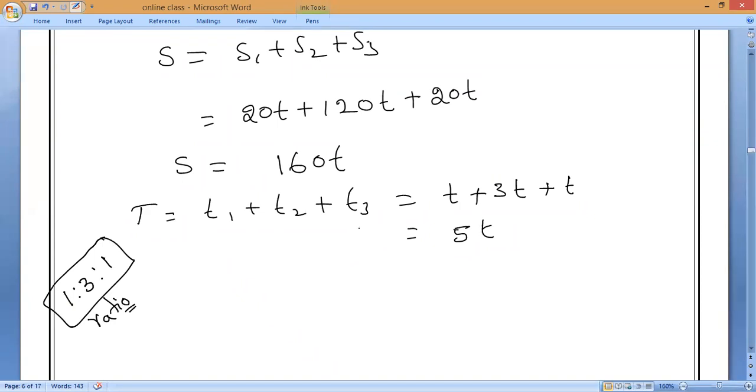Sir, 160 kilometer. That's fine, kilometer it is. And this is what? Hours. Okay, Harish? Yes, sir. Now, substitute in the formula. What is the average velocity formula, Danishkar?